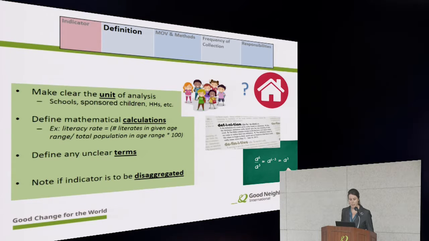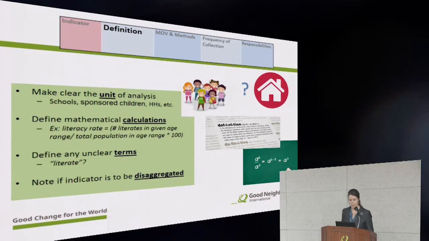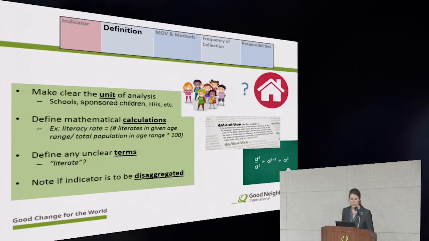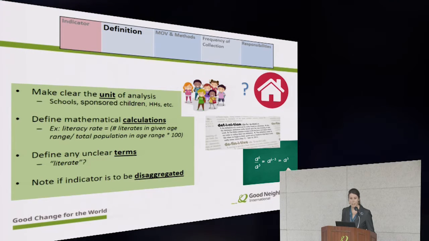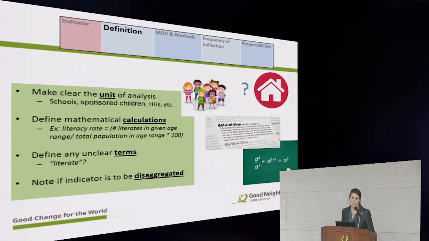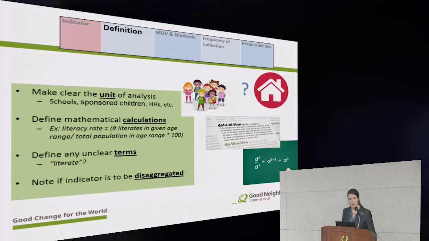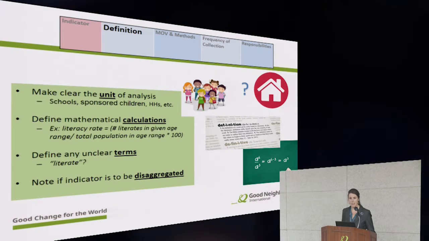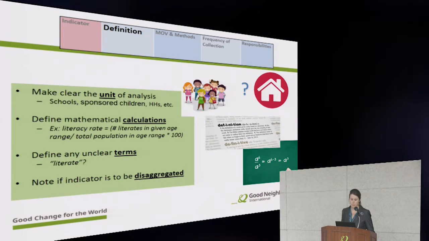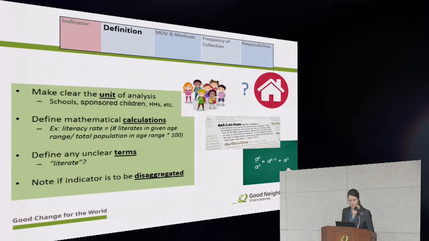We also need to define any unclear terms. In that previous example, we're using the term literate. So how do we define literates? We need to make that clear so that when we collect the data now and then collect the data again, we collect it from the same people or the same sources.